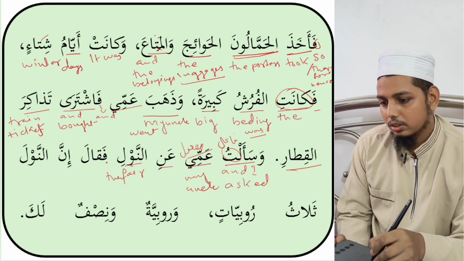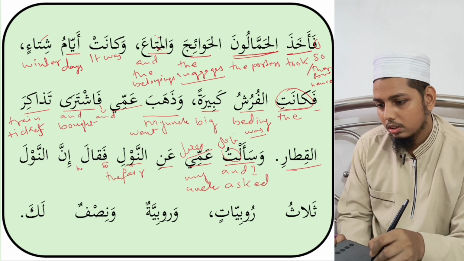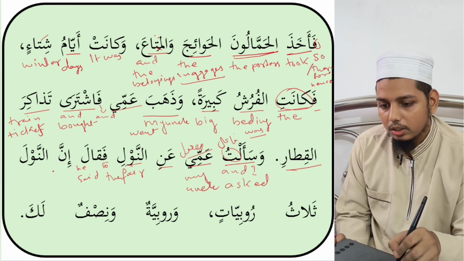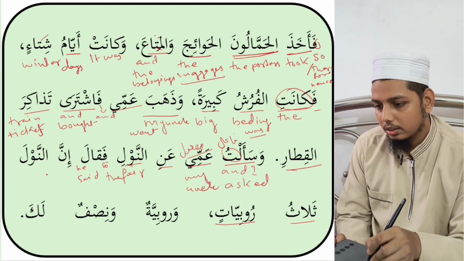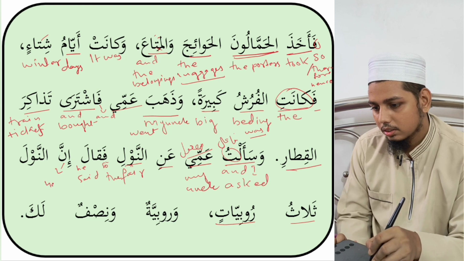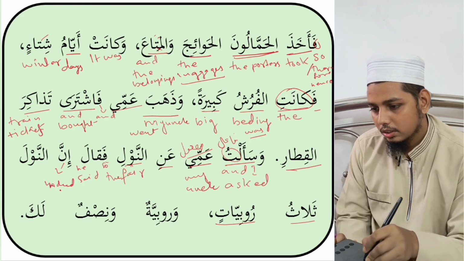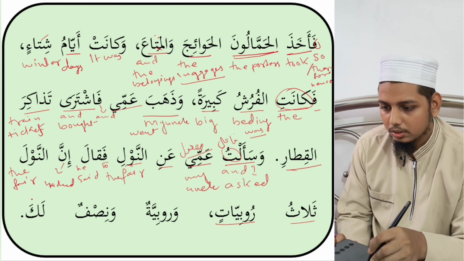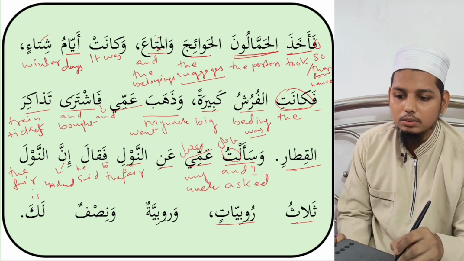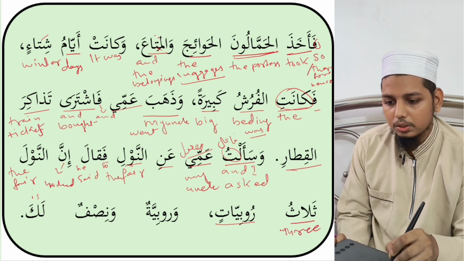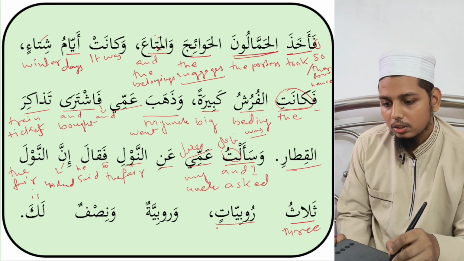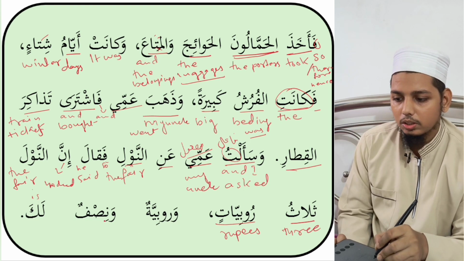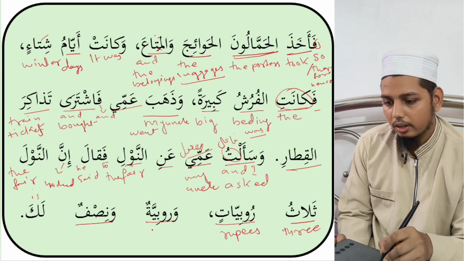Faqala, so he said. Qala yaqulu qawlan, it means to say. Faqala inna nawla salasu rubiyatin. Indeed, inna means indeed, the fare is, how much is the fare? Salasu rubiyatin. Salas means three. Rubiyat is the plural form of rubiyatun. Rupees, 3 rupees. Wa rubiyatun wa nisful lak, and 1.5.